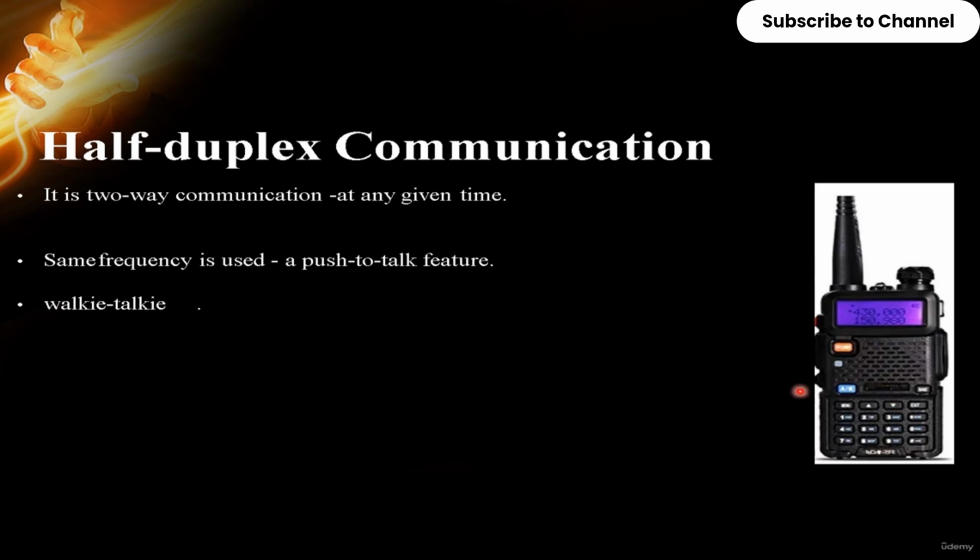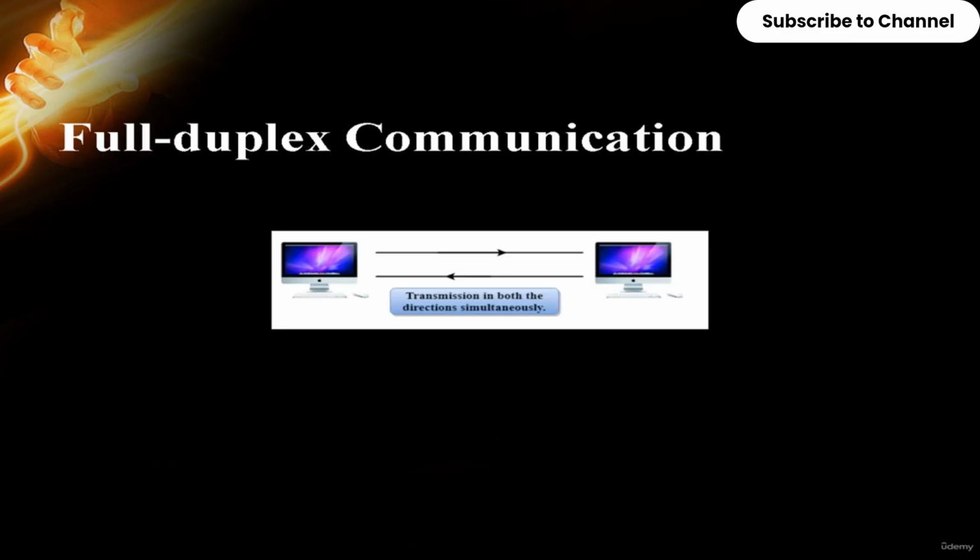As we said, it is a two-way communication system, but a subscriber can only transmit or receive voice transmission at any given time. The same frequency is used between sender and receiver. So the push to talk feature with the walkie-talkie is the best example of half duplex communication.